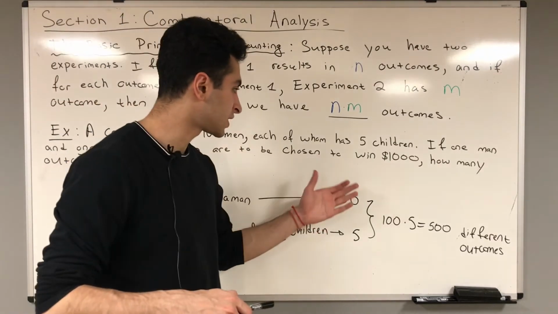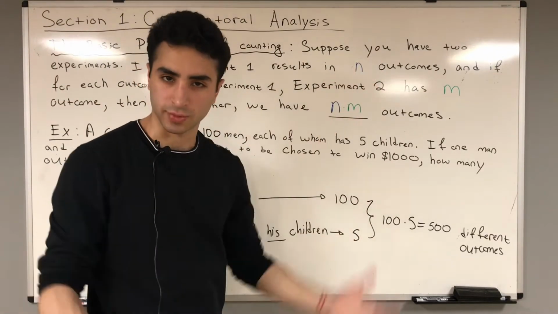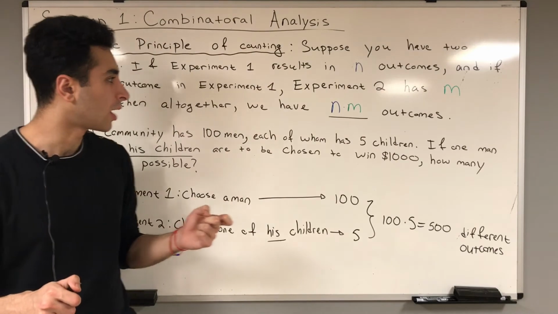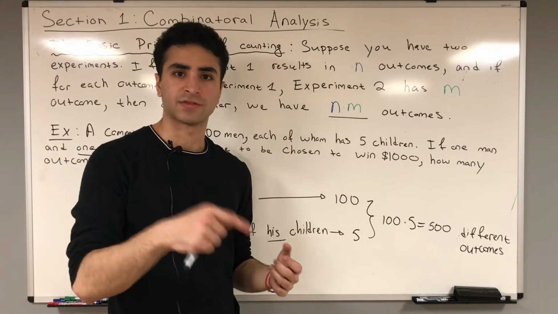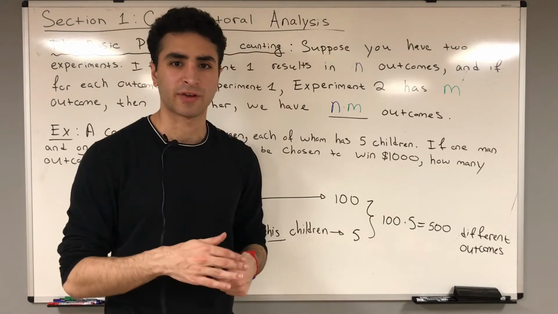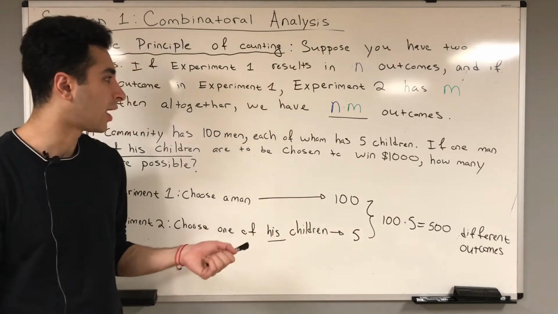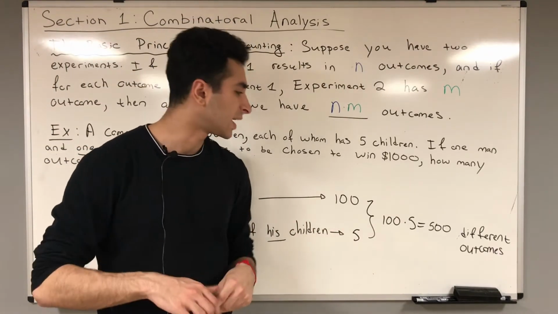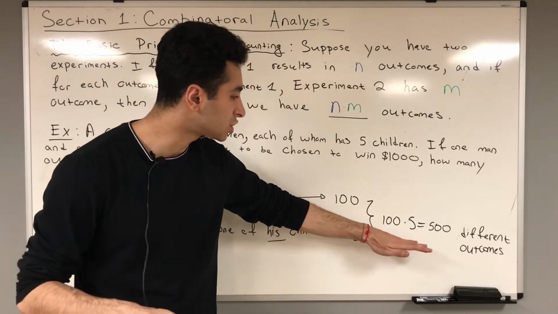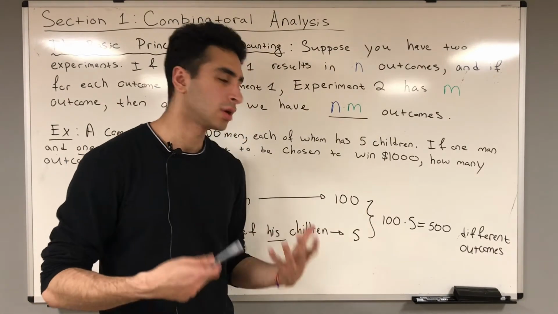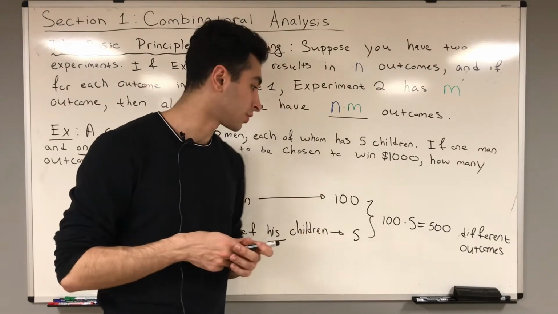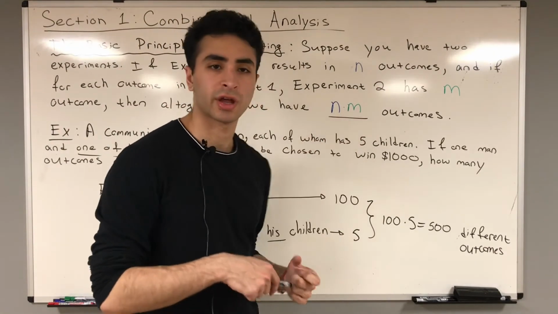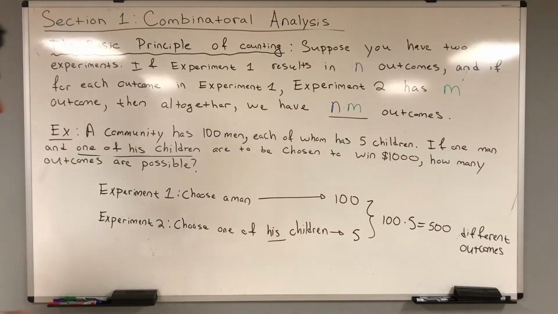If you didn't understand that you had to multiply, and if you never learned the basic principle of counting, well, imagine listing out 100 men, and then for each of those men, you have to list out 5 children. I don't know how you would list that out. You would probably have to make up names for each of the 100 men. But intuitively, it should make sense that you just multiply these 2 numbers to get 500, because remember, each man has 5 children. The basic principle of counting gives you that intuition anyway. You just multiply, and that's it.